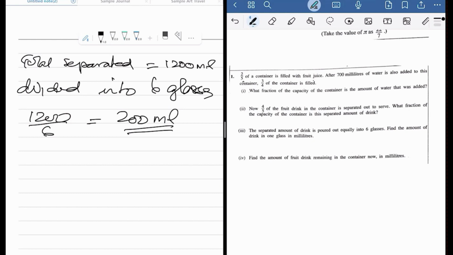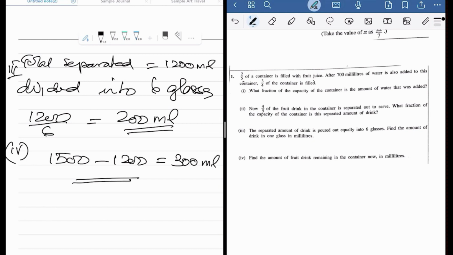They ask you to find the amount of fruit drink remaining in the container now. So we know that altogether 1500, 1200 is separated, so we take 1200 away from 1500, the answer is going to be 300 milliliters.